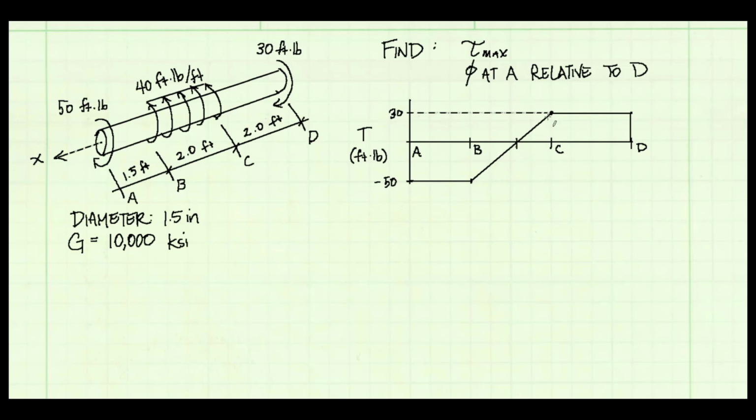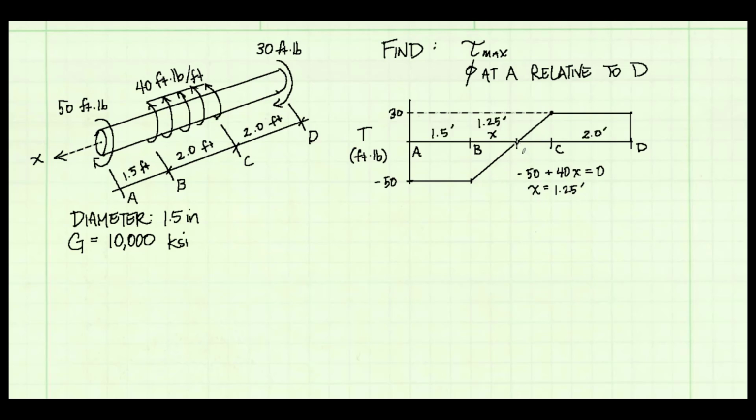Now I'm interested to know at what point we cross from negative to positive torque. I want to know the length from B to that point. At the start of point B, we're at a negative 50. And then the slope of this line is a positive 40 foot-pounds per foot. And it's going to move some distance x. And then at a distance x, it's going to be equal to 0. I can solve this equation for x. And I get that it is 1.25 feet.